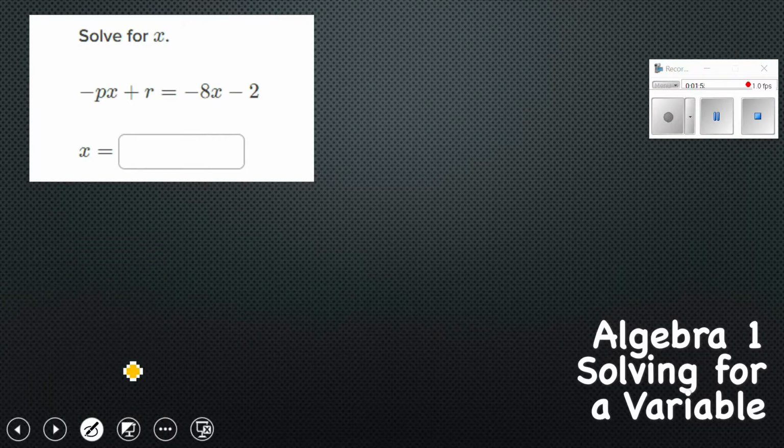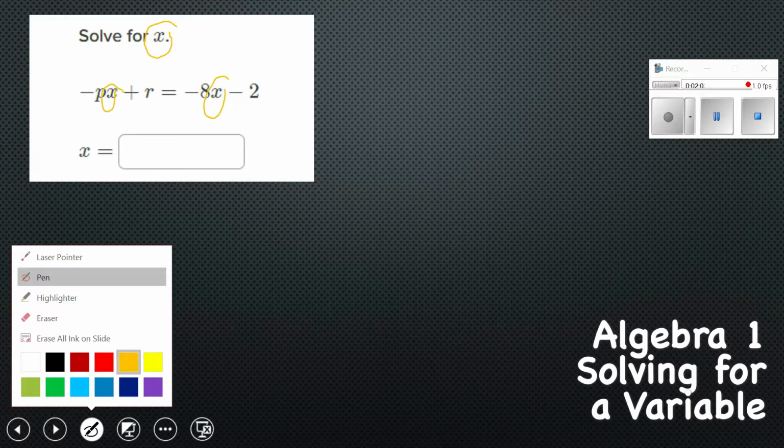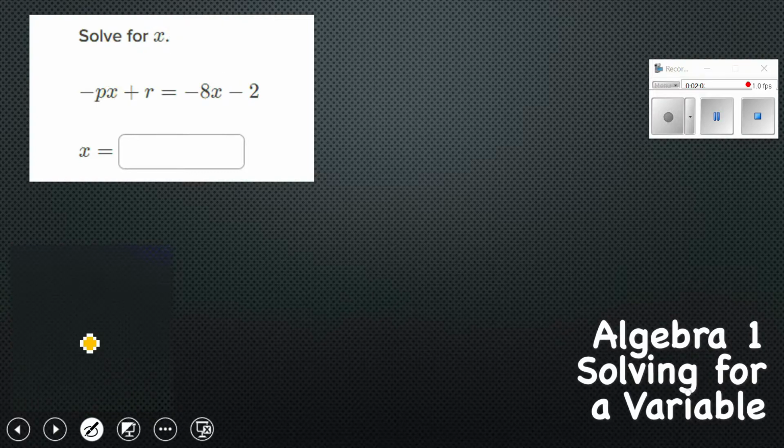Now, the instructions here say solve for x, and the first thing I notice is I have an x on both sides. So the first thing I probably want to do is get my x's on one side. So let's go ahead and start with that. So we'll start up here. So I'm going to rewrite the equation. We have negative px plus r equals negative 8x minus 2.